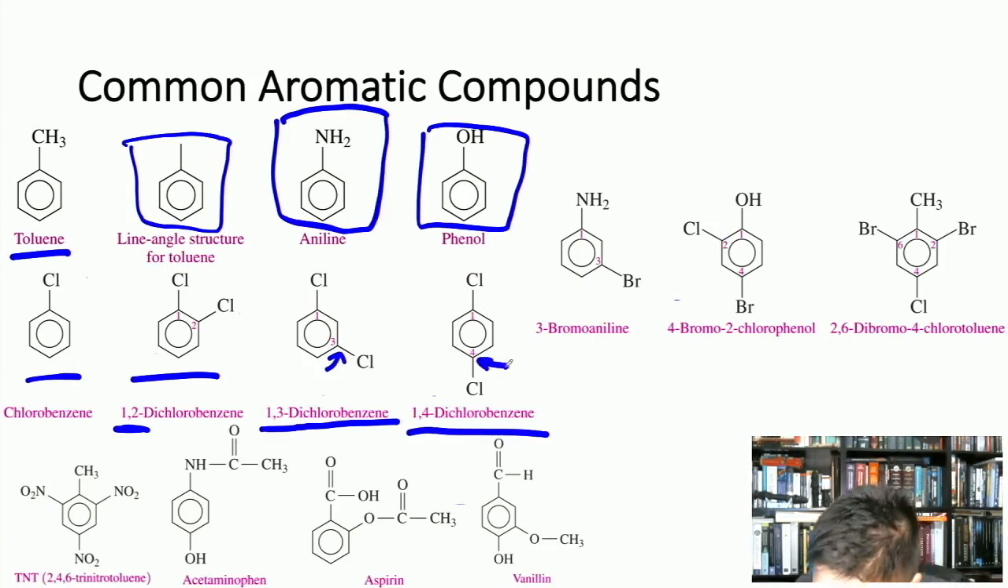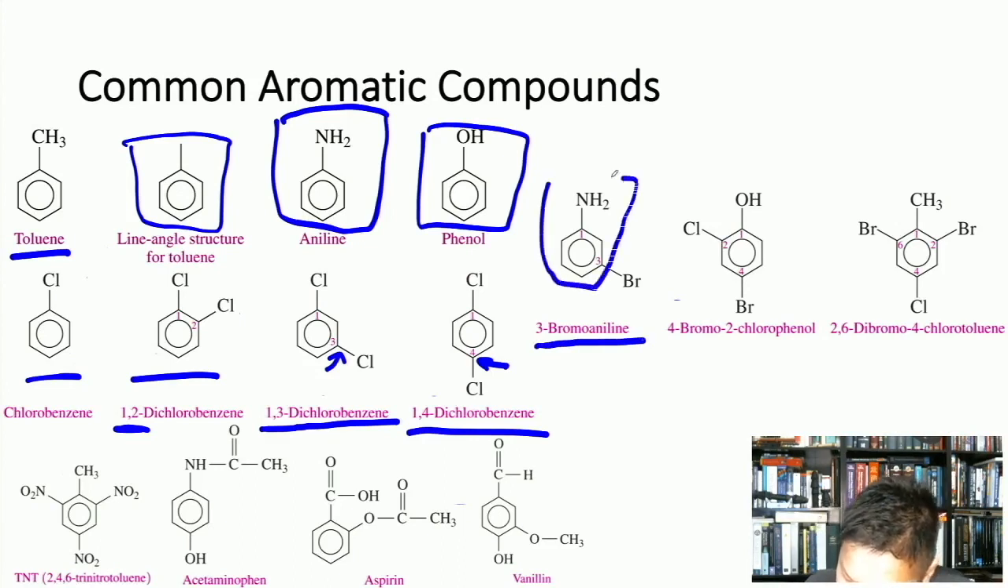Here we have 3-bromoaniline, right? Why is it just called 3-bromoaniline? Because we already know that this part is called aniline. And the carbon that's connected to the substituent of aniline is always labeled 1. So that means that this then is carbon 2, and then that's carbon 3, and that's why it's 3-bromoaniline.